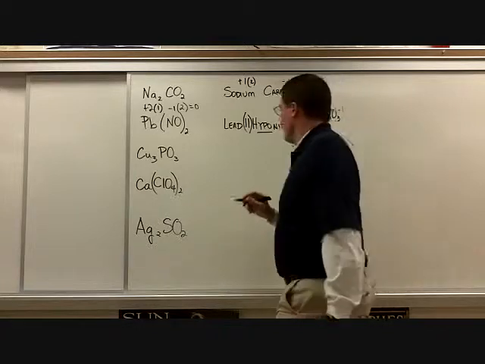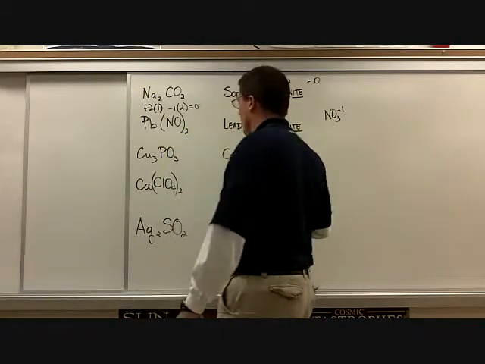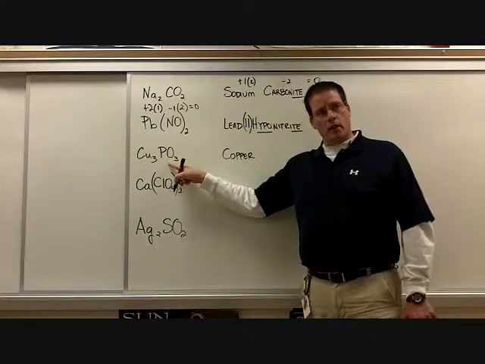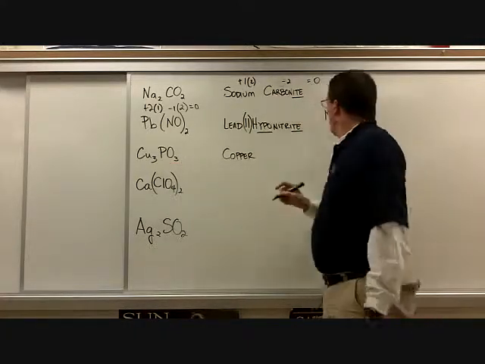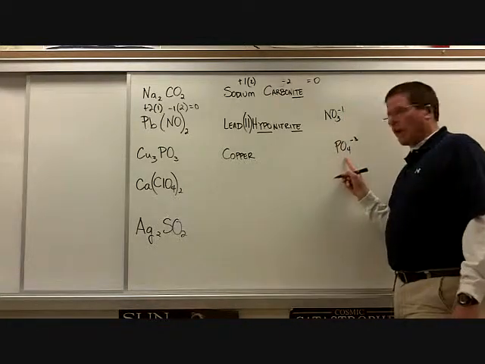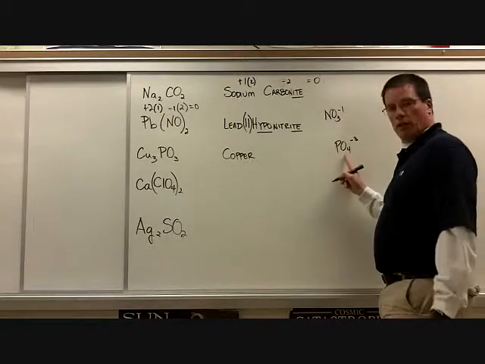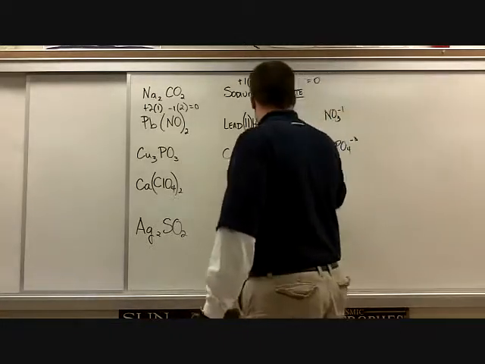All right, let's look at the next one. We have copper, Cu. So let's go ahead and write that. Okay. And then PO3, well, that's close to PO4, which is phosphate, and it has a -3 charge. But since it has one less oxygen, what are we going to call this phosphate? That's right, phosphite.